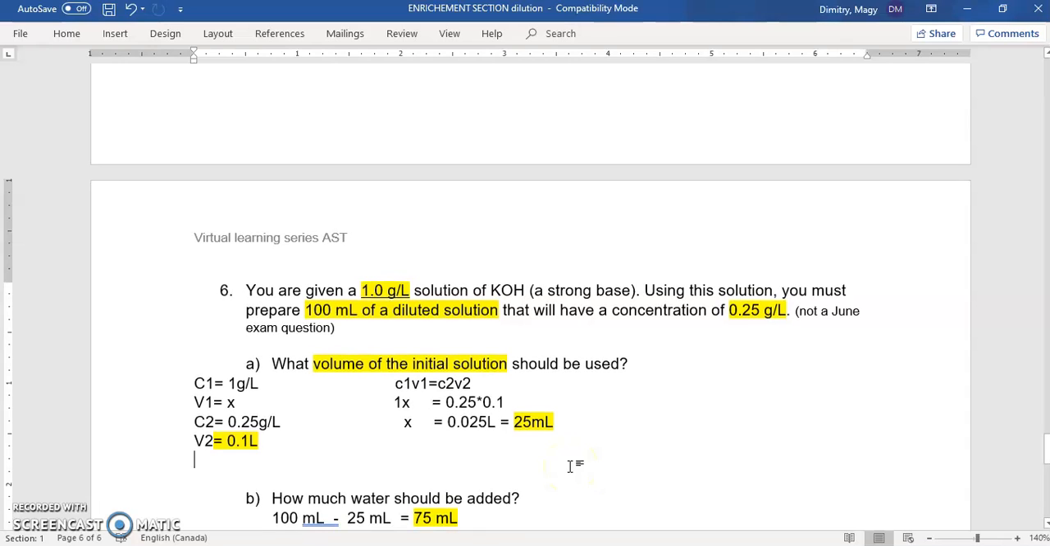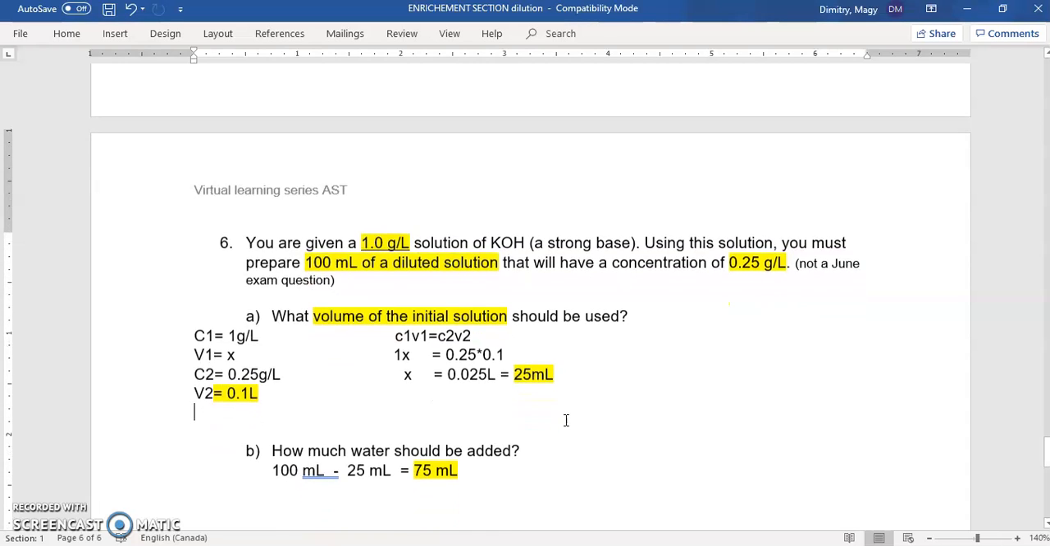And a lot of times students ask me, do we have to convert it in milliliters? No, we don't have to unless we specifically ask you. I like to put in milliliters. It's easier with calculations and visualization, but it is not necessary.